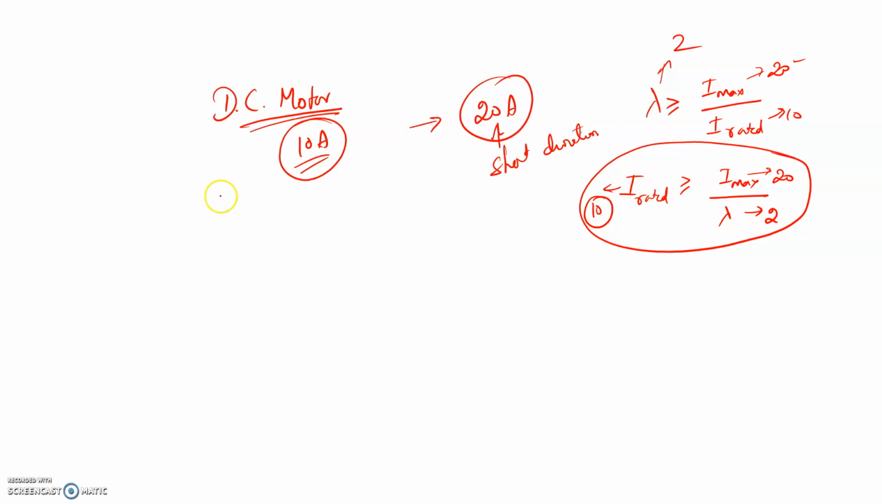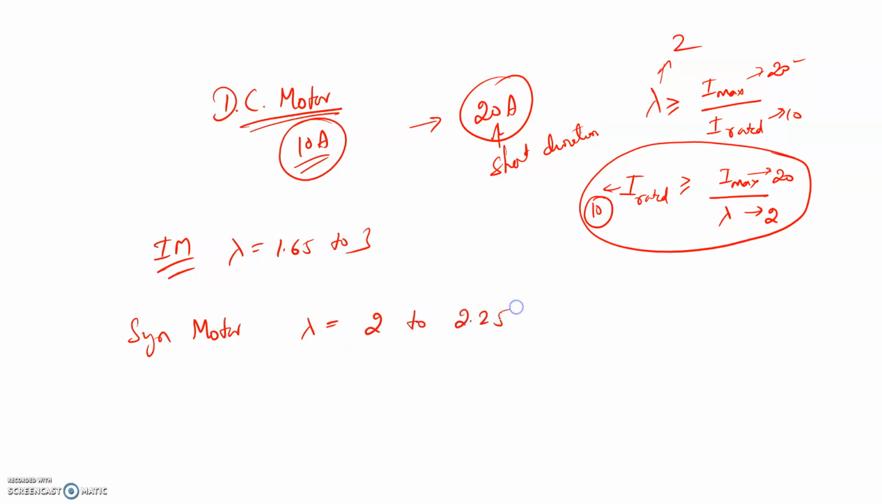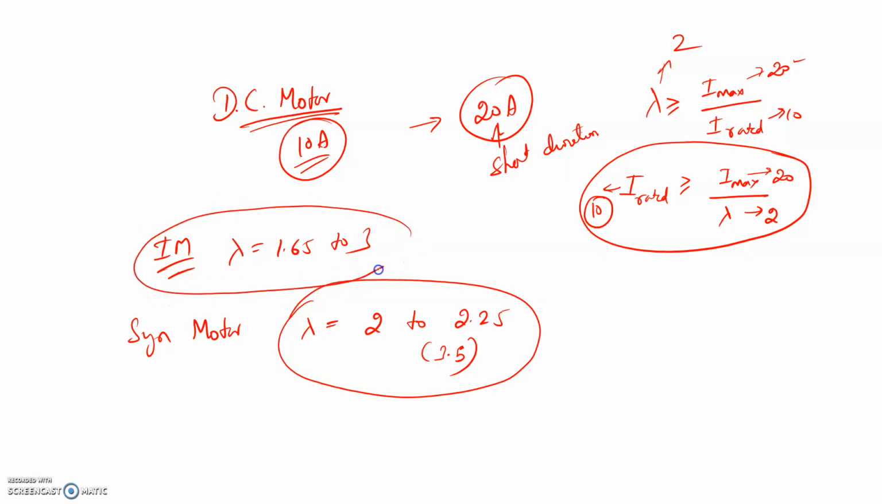For an induction motor, this lambda is 1.65 to 3, and for a synchronous motor lambda is 2 to 2.25. For a specially designed synchronous motor it can be up to 3.5. So this overloading is important. Here also, for the induction motor, how much maximum current we can give can be determined from the machine.